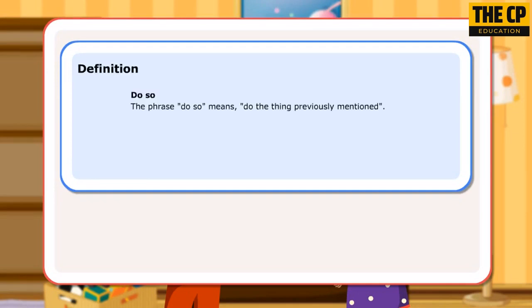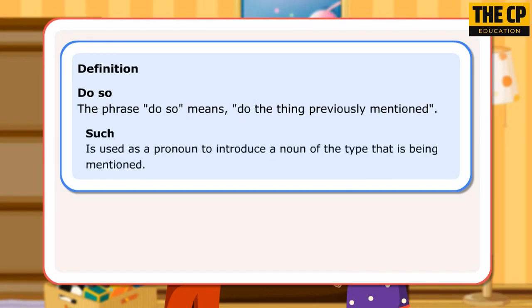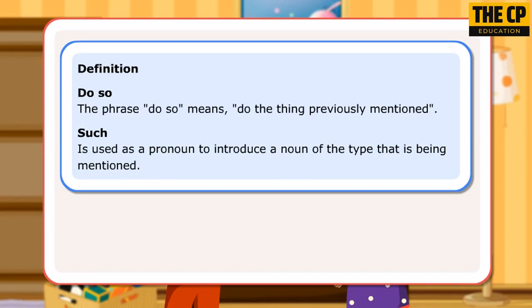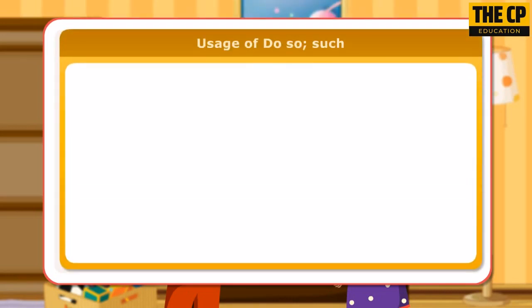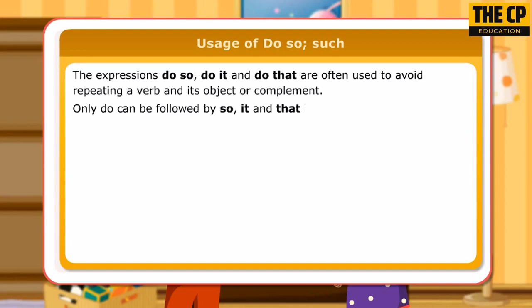Definition: do so. The phrase "do so" means do the thing previously mentioned. Such is used as a pronoun to introduce a noun of the type that is being mentioned. Usage of "do so", "such". The expressions "do so", "do it", and "do that" are often used to avoid repeating a verb and its object or complement. Only "do" can be followed by "so", "it", and "that" in this way. We do not use these words after other auxiliary verbs.